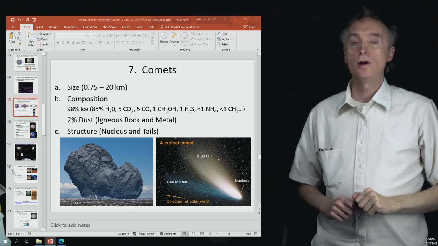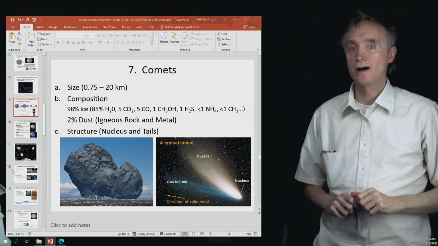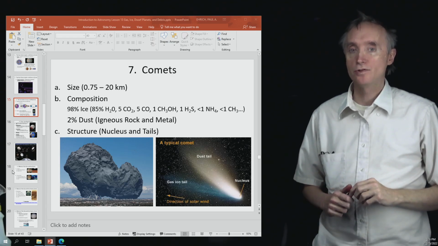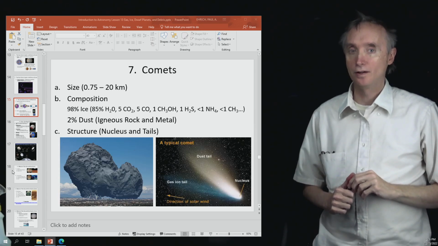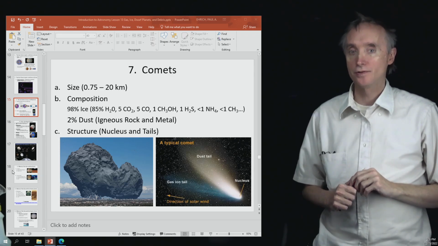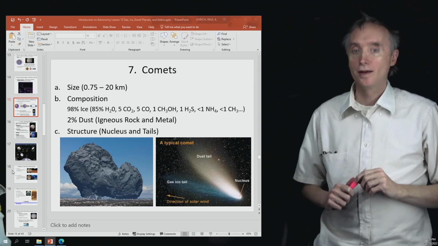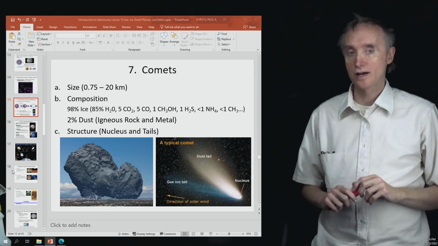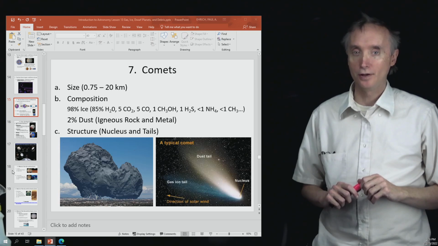Back, and now we're going to talk about comets. So let's first mention their size. A comet typically is between 0.75 kilometers and 20 kilometers in diameter. And to give you an idea of how big that is, look at that first picture there. That's a comet. And then look underneath it, and you see the city of Los Angeles, California. So comets can be very, very big.